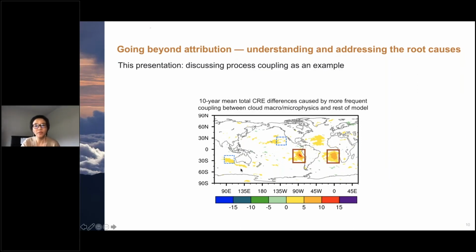So here I'm showing again that plot of the influence of process coupling between the stratiform cloud macro and microphysics and then the rest of the model on the cloud radiative effect. And for us, for quite a while, it was really puzzling to see that this more frequent coupling would lead to a significant decrease of the cloud amount in those typical stratocumulus regimes. And it was also puzzling for us for quite a while to see this signal pretty strong in some of those regions, but not in some other regions. So I would provide our current understanding of the reason behind this.